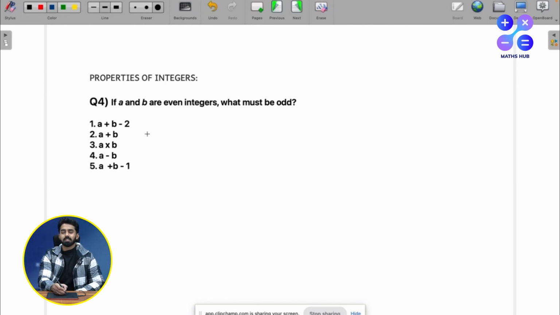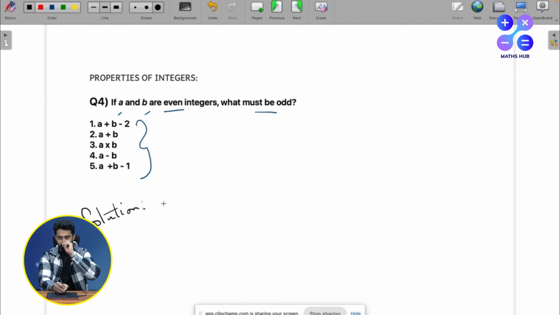Great. So let's go to question number 4. The question says, if A and B are even integers, what must be odd? So it means which of these options must be odd. So which is just what we learned in the previous video, right? How to understand whether something is even or not based on the operation. So let's take the first one. So A plus B minus 2.